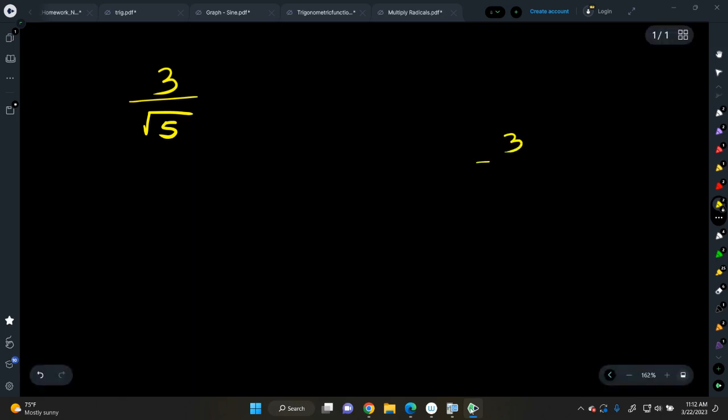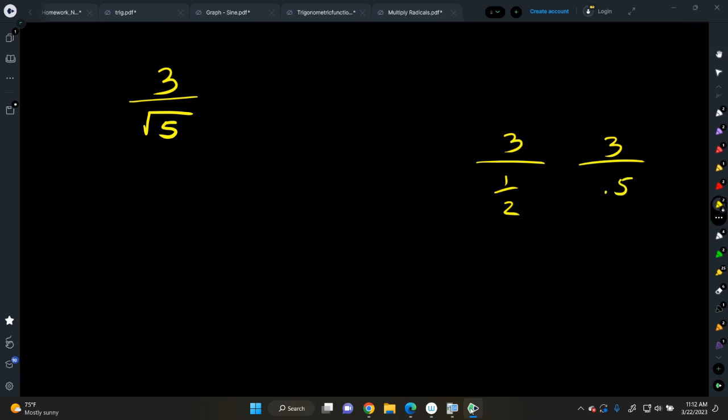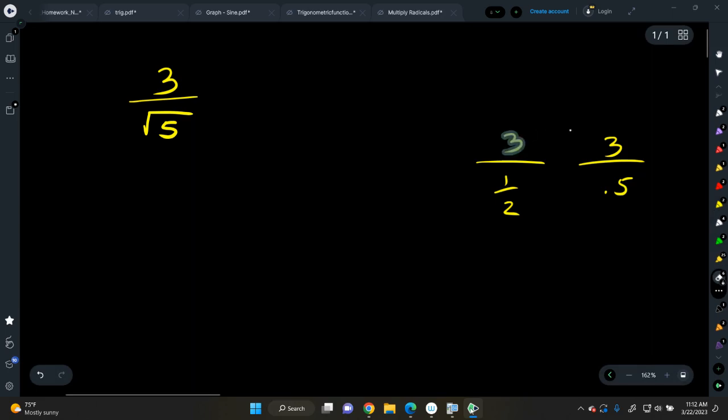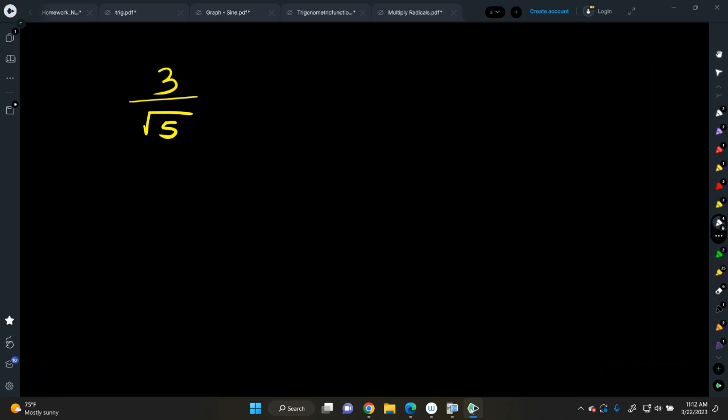Like I can't do 3 divided by 1/2. That's not proper form. I can't do 3 divided by 0.5. That's not proper form. We don't have a decimal in the denominator of a fraction. We don't leave a fraction in the denominator of a fraction, right? Same thing, we do not leave a radical in the denominator of a fraction. So we have to simplify it so we don't have a radical there, okay?